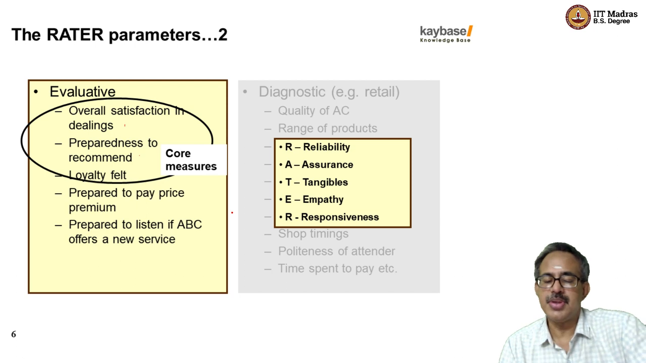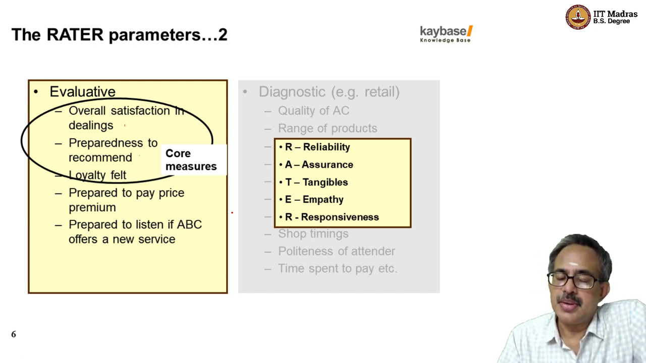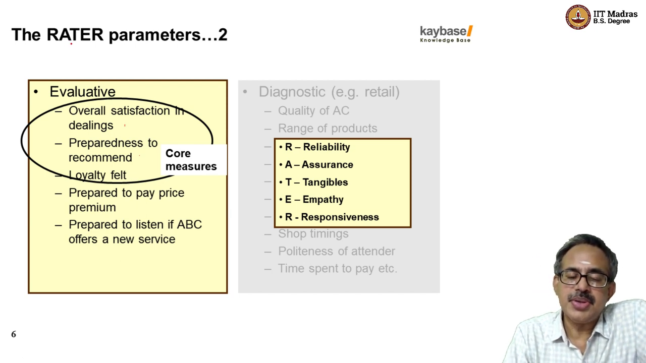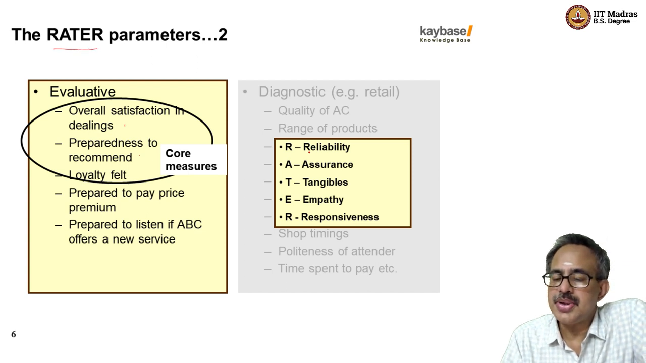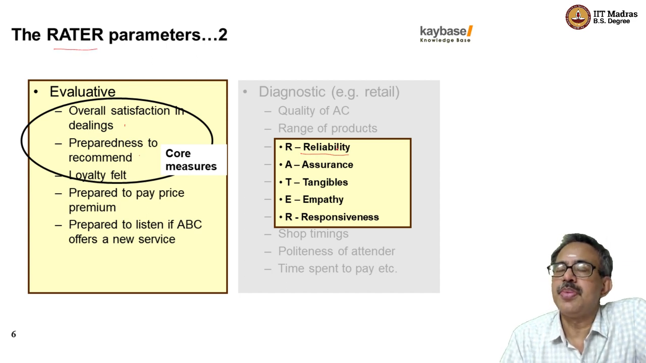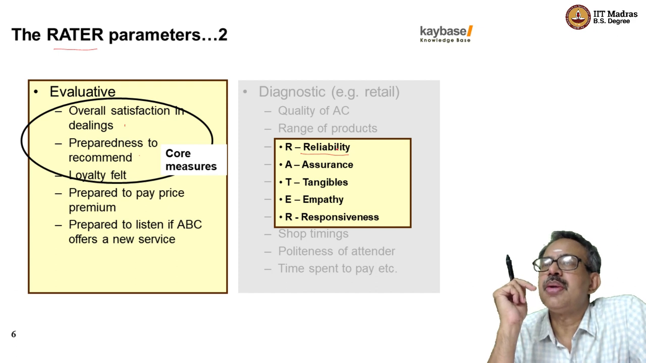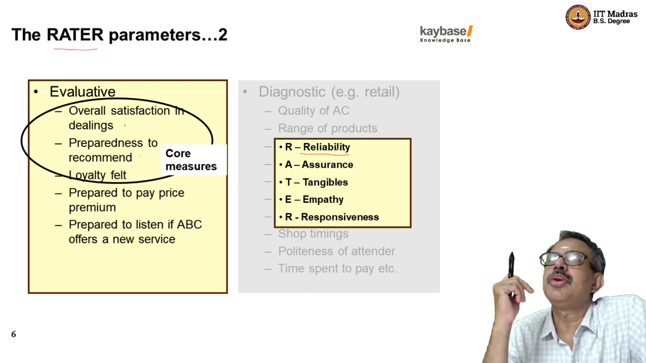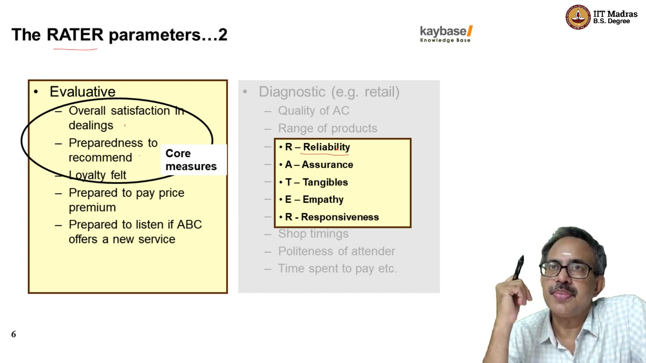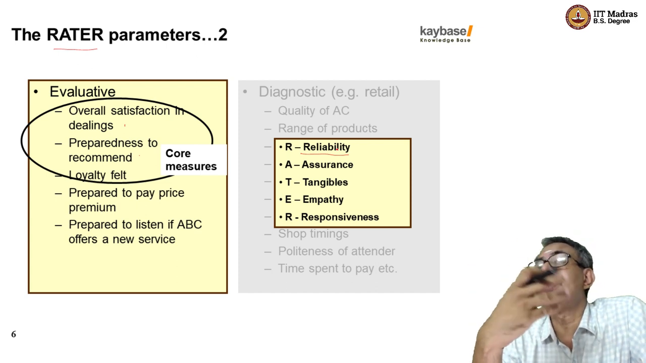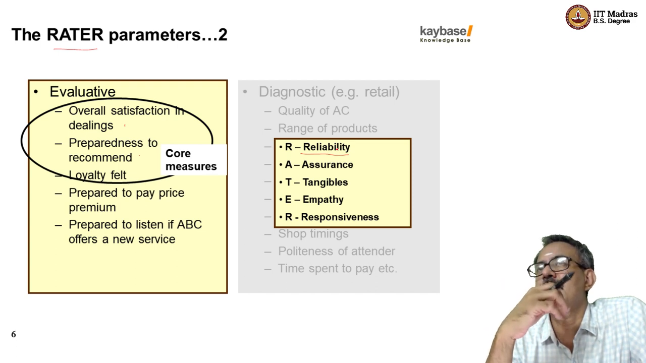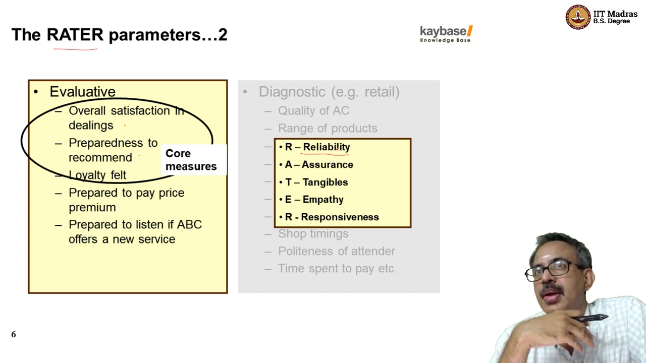to broadly these RATER parameters. R stands for reliability. What is reliability? We say Virat Kohli is a reliable batsman. That means at any point in time you can count upon him to score runs. So reliability is very similar to consistency. Assurance: the people there give the feeling that they know their job, that they're competent, capable, and efficient. They give me that assurance that they can do the job.